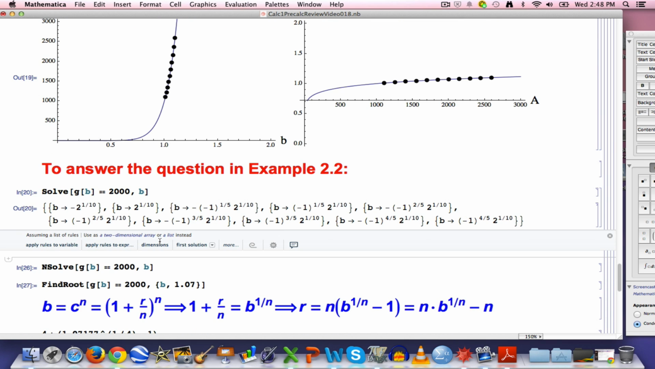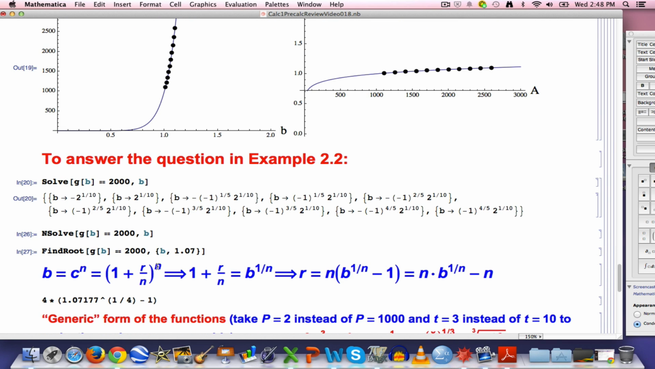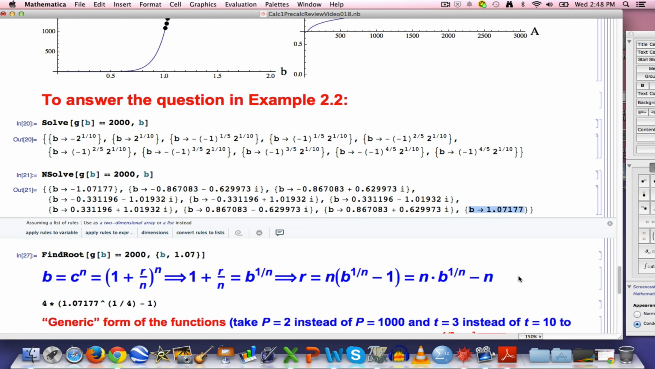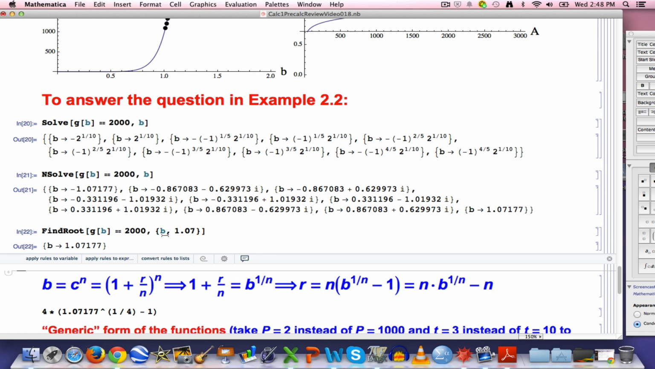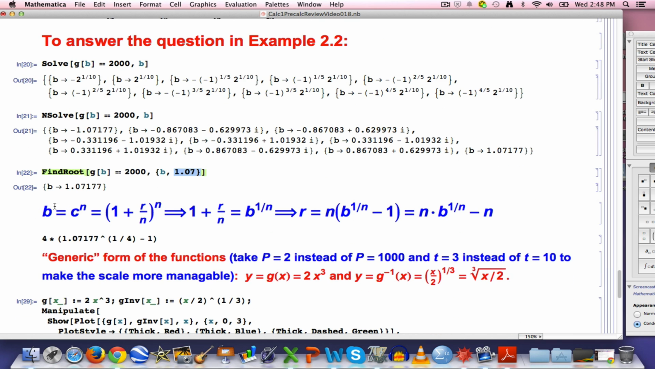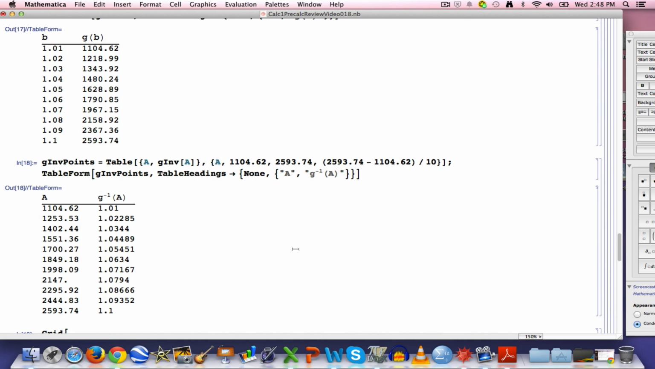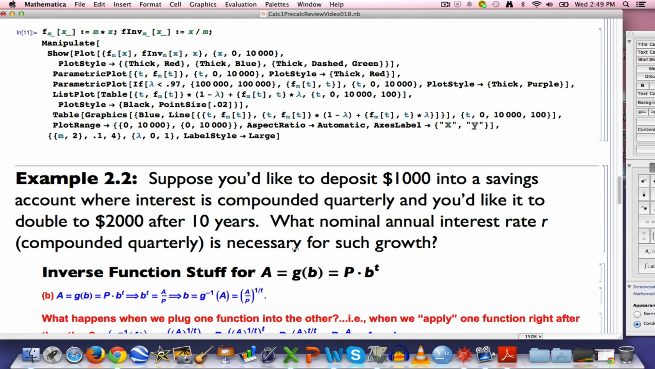Solve gives you a bunch of answers in a kind of not very nice form. NSolve is easier to understand. There are some complex numbers involved. This is the one we want here, actually. b is 1.07177. FindRoot can also give you that answer. Here's your initial guess. Ultimately, you can use this equation to now solve for r. Make sure you follow that algebra to solve for r. Here's the Mathematica code that will now do that calculation using this equation right here to solve for r to find the answer to example 2.2. r is very close to 7%, 6.99%. That is the answer to this question up here for example 2.2 if you want to write that down.